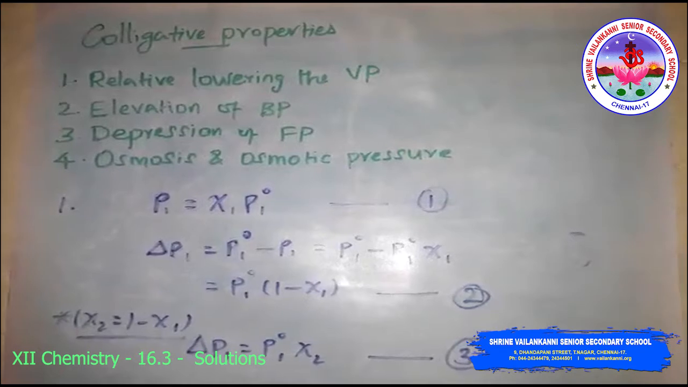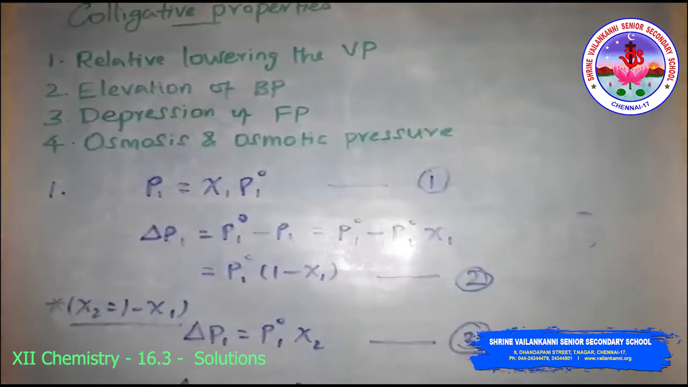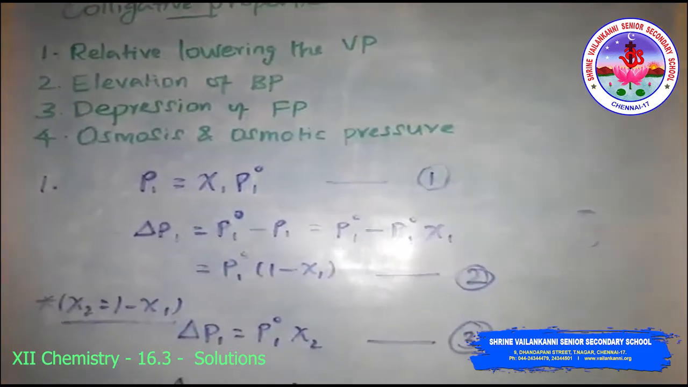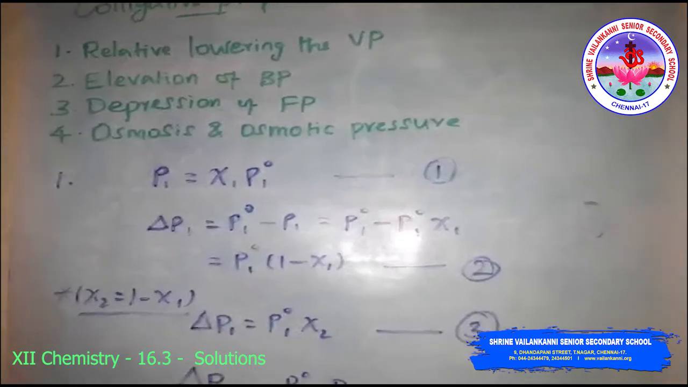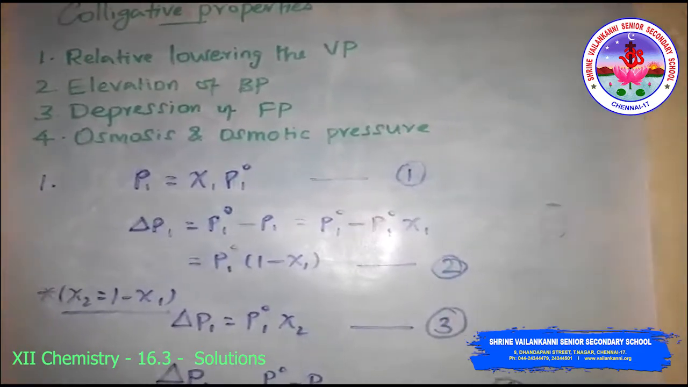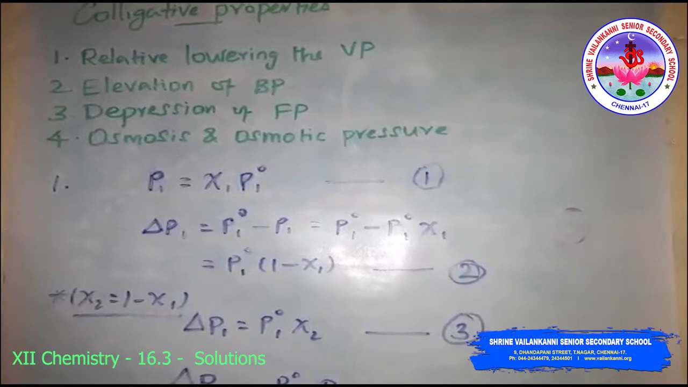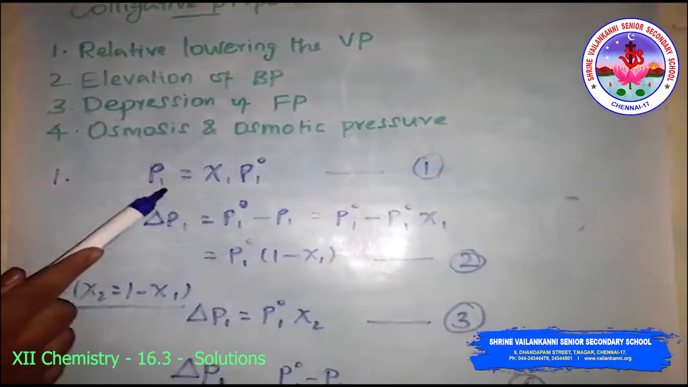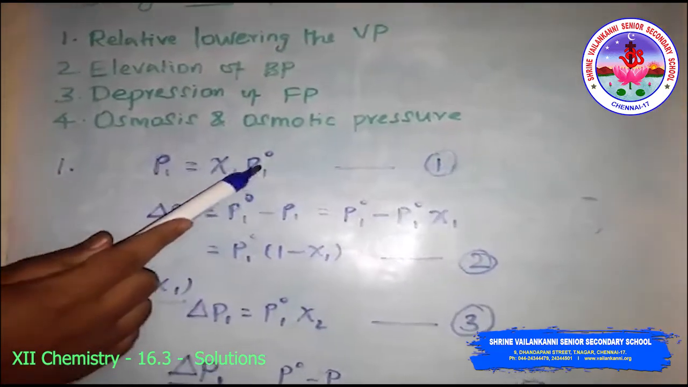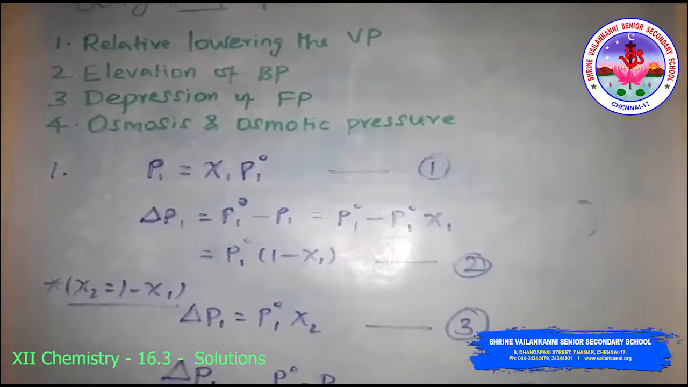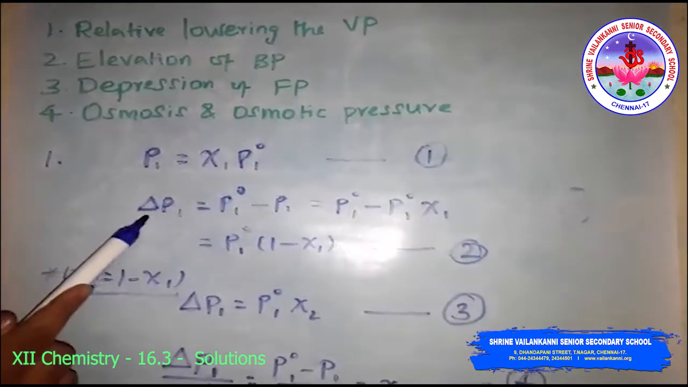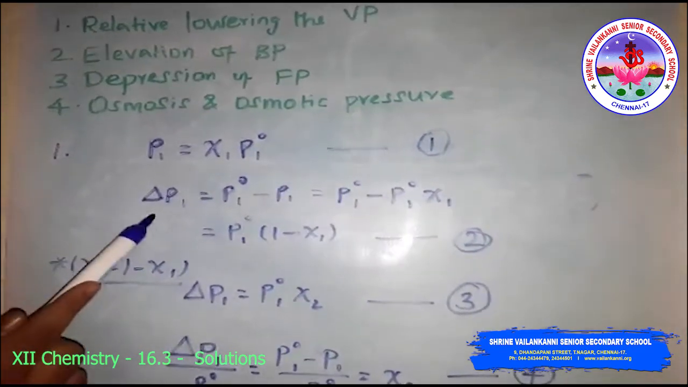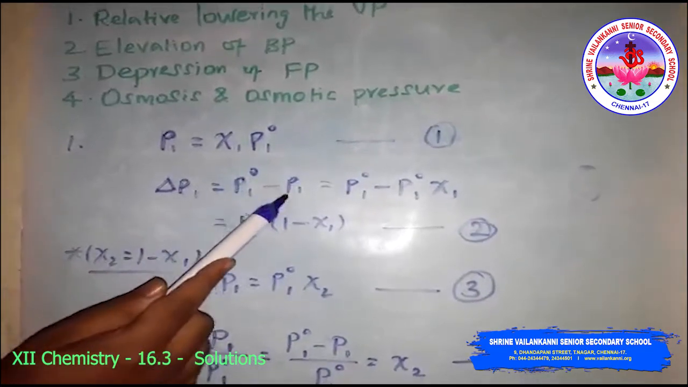Already we learned that the vapor pressure of a solvent in a solution is less than that of the pure solvent. Raoult's law established that the lowering of vapor pressure depends only on the concentration of the solute particles and is independent of their identity. We know the equation P1 is equal to X1 P01. So the reduction of the vapor pressure of the solvent, that is delta P1, the change in the partial pressure, means P01 minus P1.